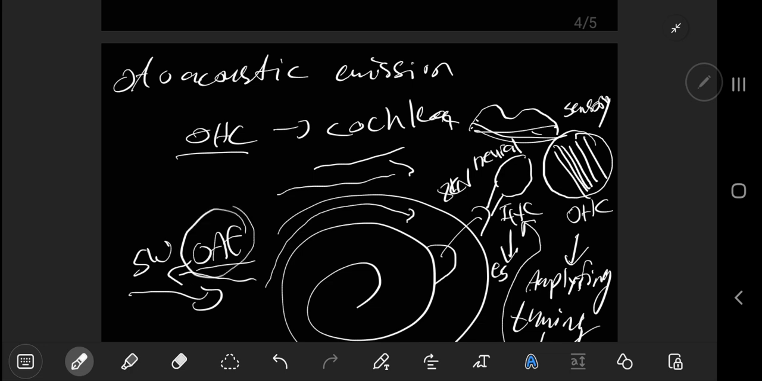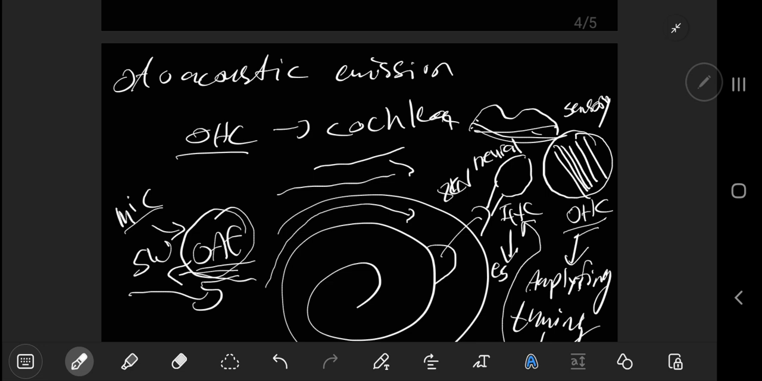Those we can quantify. With the microphone here, we can get those signals, and if the outer hair cells function okay, we can get those signals. If the outer hair cells are damaged, we won't get otoacoustic emissions. Now this test is more qualitative than quantitative. Namely, it measures if the outer hair cells function okay or not, but not how much.